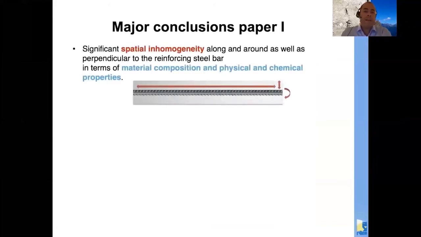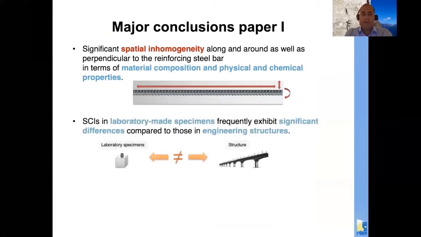The major conclusions of our first paper were the following. There is significant spatial heterogeneity along and around as well as perpendicular to the reinforcing steel bar in terms of both material composition and physical and chemical properties.